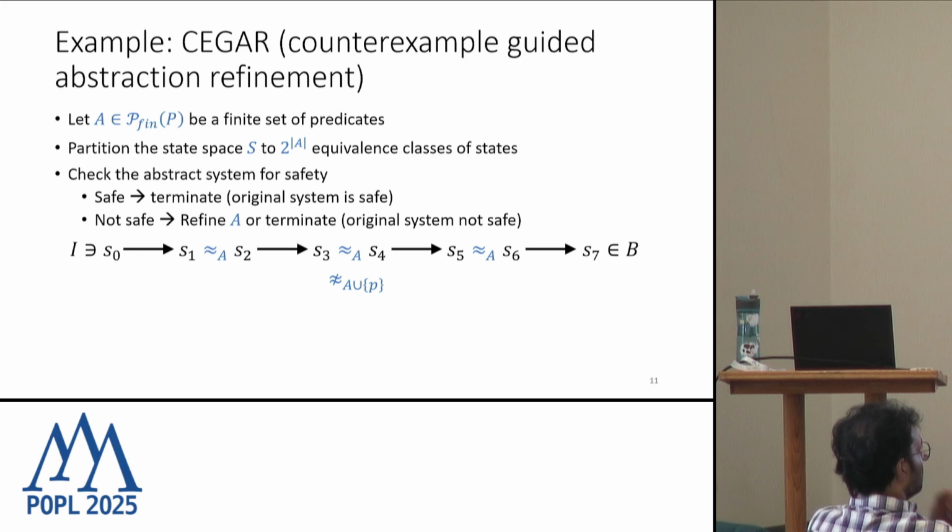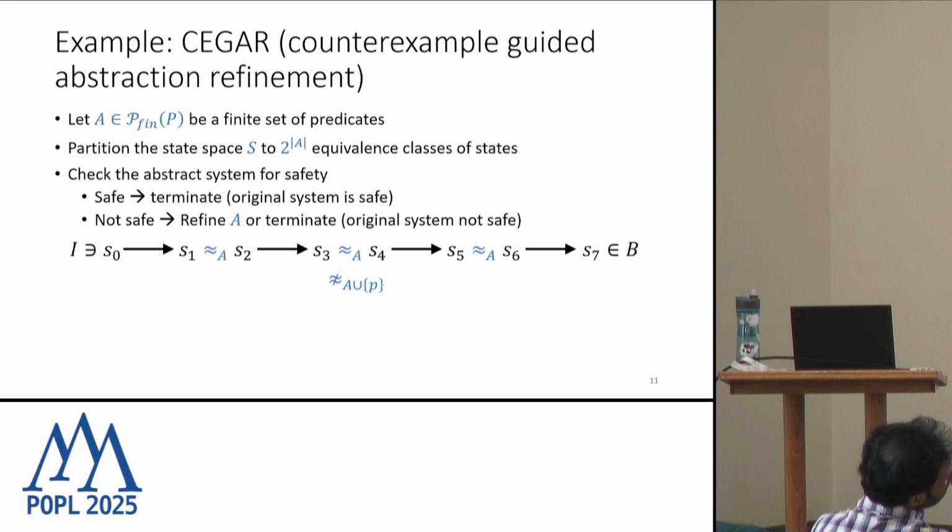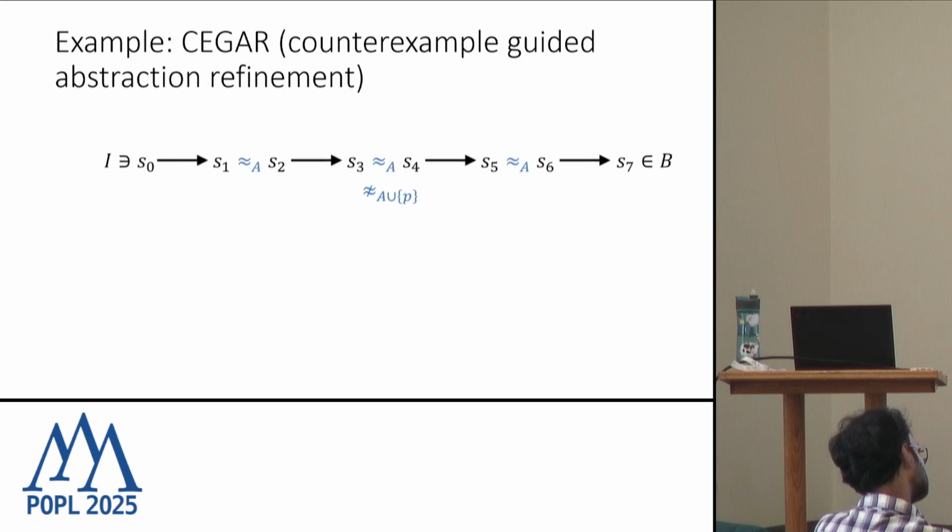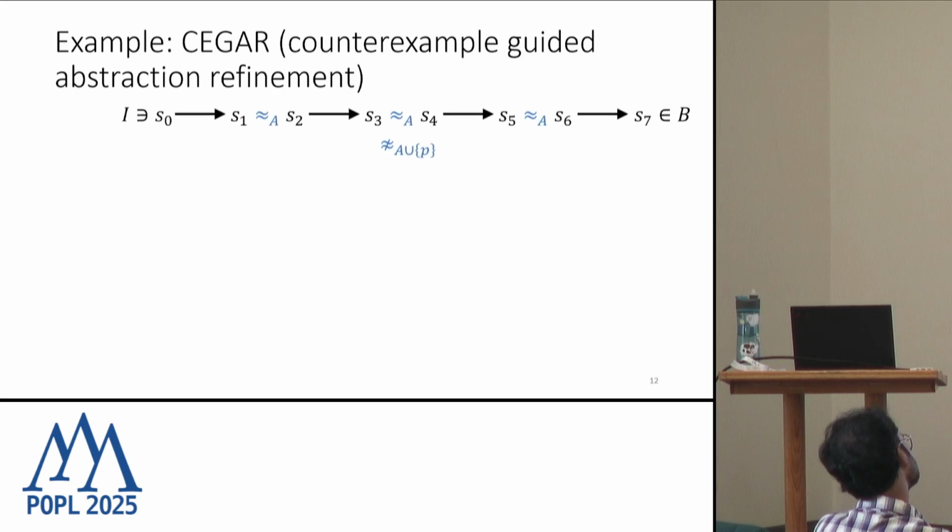And then if we discover this, we just refine our abstraction by adding a new predicate that would break the equivalence between some of these states. So how are we going to get this algorithm as an instance of our Lagrangian-based framework? We're going to let x be sequences of states and y be finite sets of predicates ordered by inclusion.